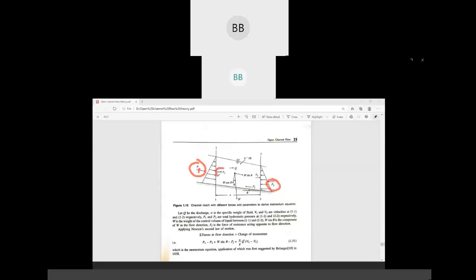So velocity for section 1 is V1, and velocity for section 2 is V2. This is your discharge, and definitely at the bottom of the channel we have friction. If the water is flowing from upstream to downstream, then our friction force is always in the opposite direction. So it is going to resist the flow. That is why our friction is in opposite direction.